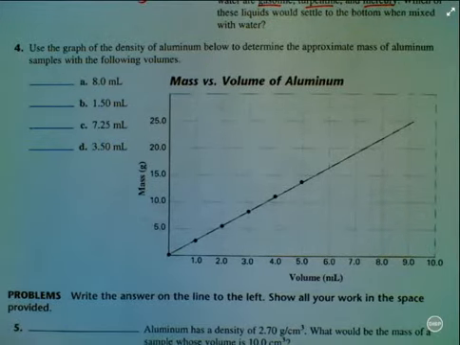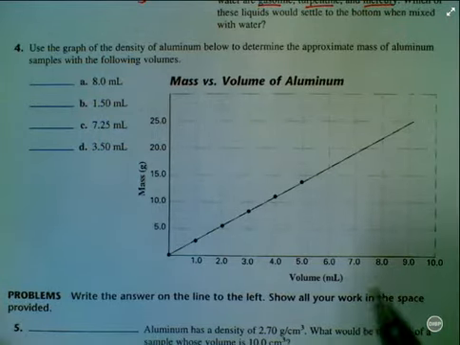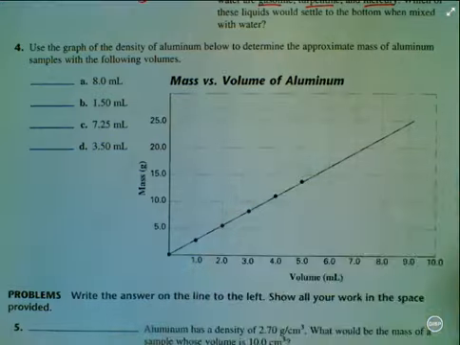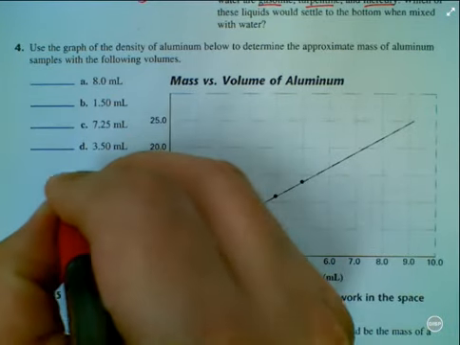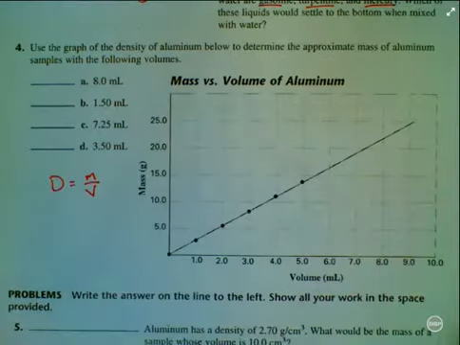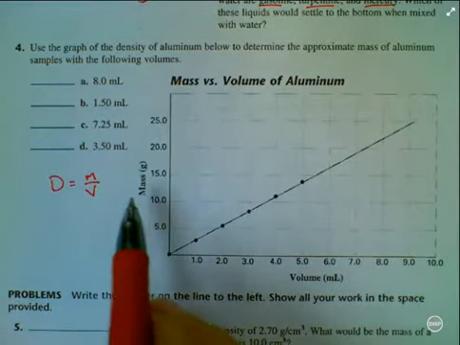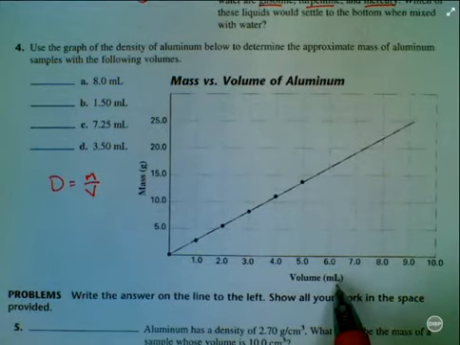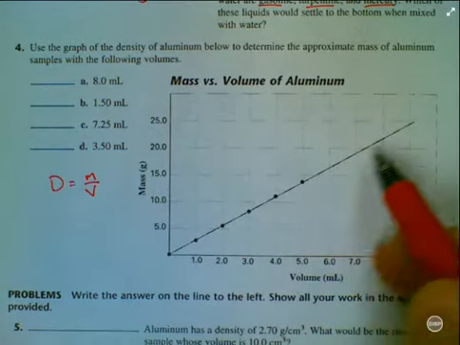All right, let's take a look at number 4. Use the graph of the density of aluminum provided below to determine the approximate mass of aluminum samples with the following volumes. And so here what we're doing is we're using the density equation essentially. Remember, density equals mass divided by volume. And so when we have mass compared to volume, we have a line that represents density.